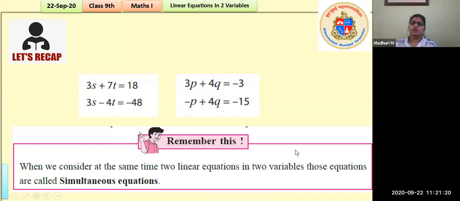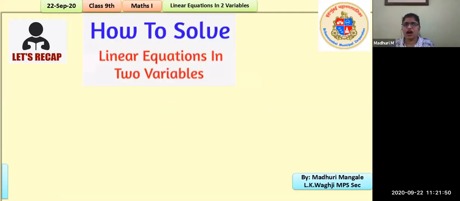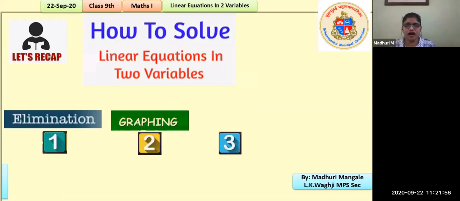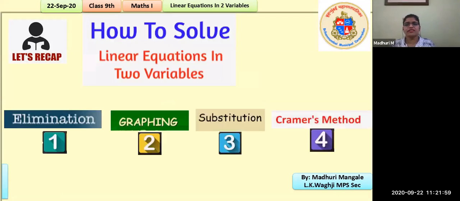Also, we did the meaning of simultaneous equations. Simultaneous equations means when we are looking at two linear equations in two variables at a time, that is called simultaneous equations. It can also be called a system of linear equations. So these are various names, and then we checked how to solve linear equations. How do we solve? There are four methods: the elimination method, the graphing method, the substitution method, and Cramer's method.